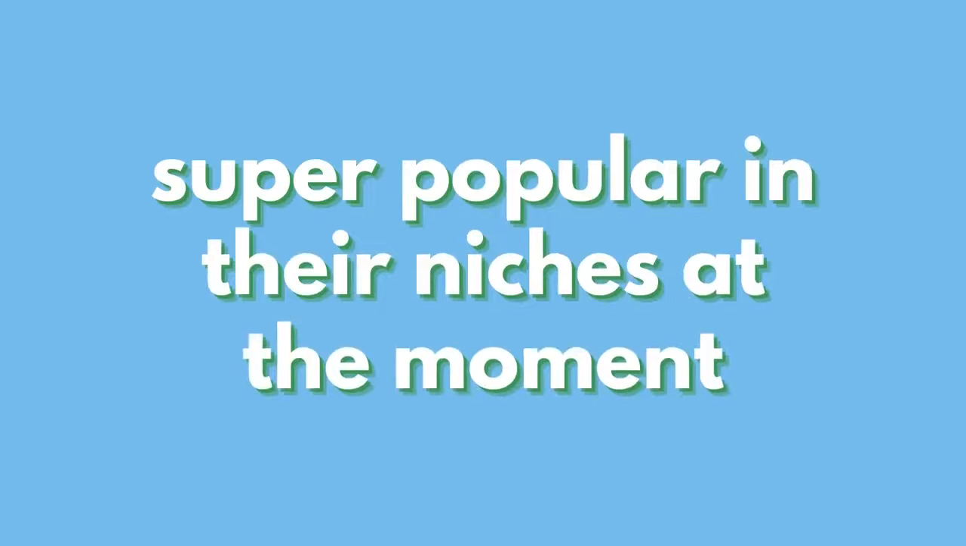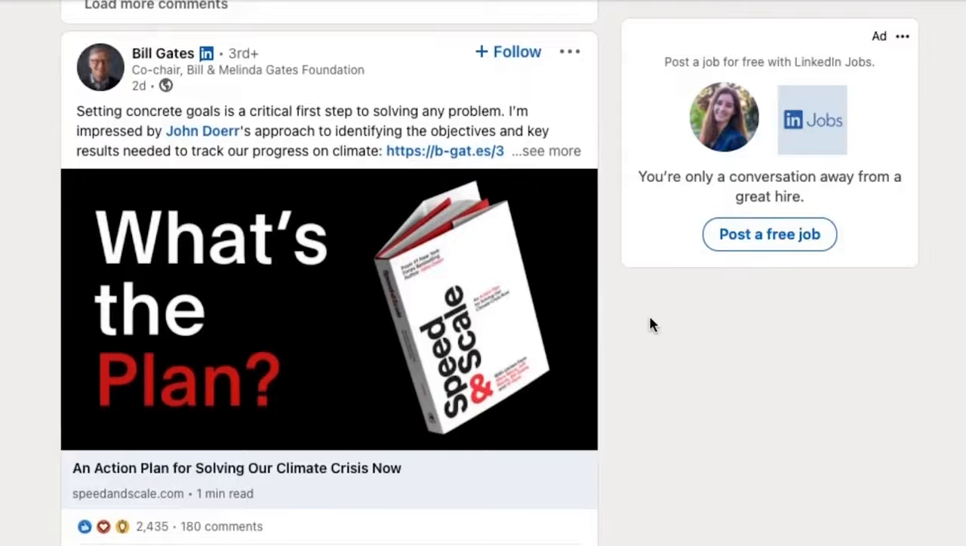And then the third priority of the algorithm is going to be to show users posts that are super popular in their niches at the moment. So these are usually posts by the top leaders in different niches.